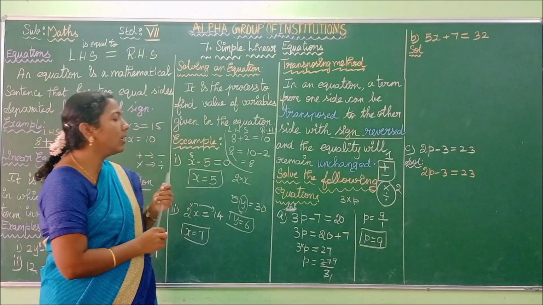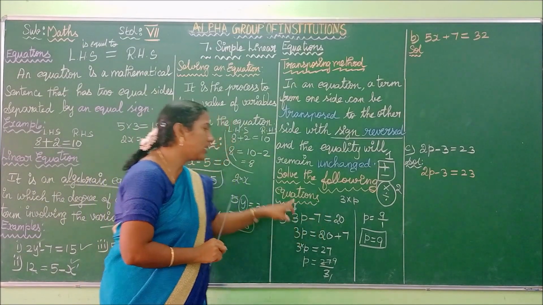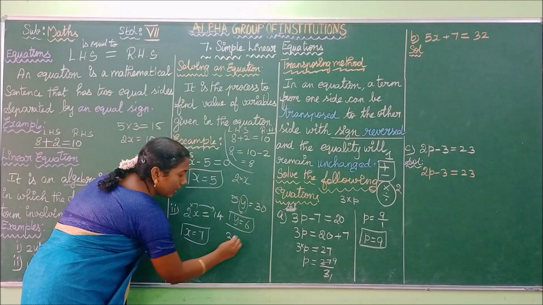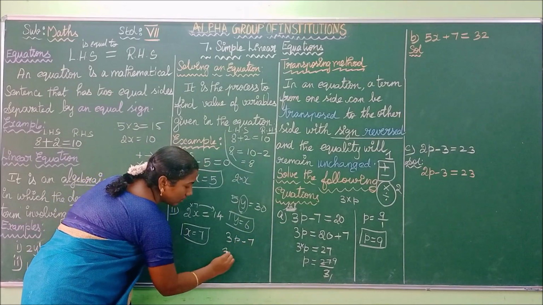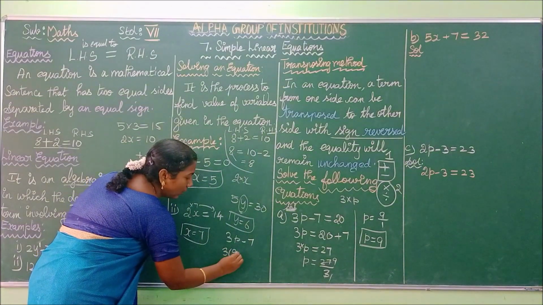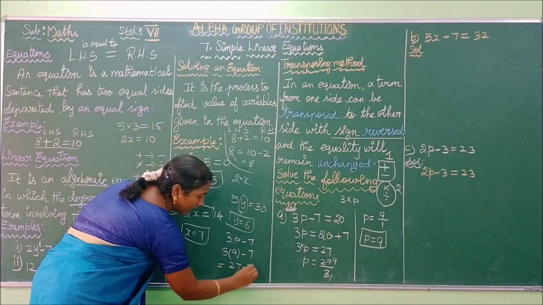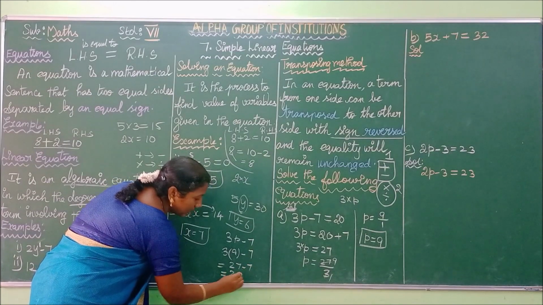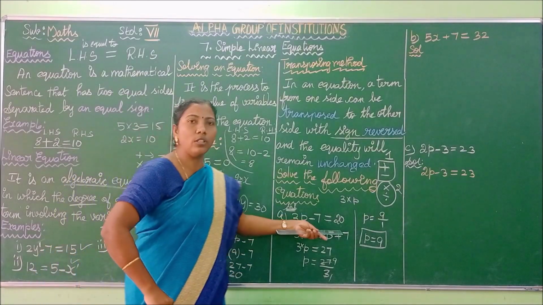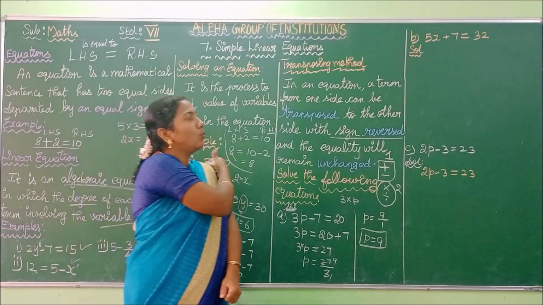Do you understand children? Now let us check whether our answer is right or wrong. Further you have to consider this value, 3p minus 7. 3 into, what is the value of p? 9. So 3 into 9 minus 7. 9 3s are 27, minus 7. So 27 minus 7, the answer is 20. Thus here also we have the 20. Thus our answer is correct. Okay, do you understand children? Let us move to the next problem.